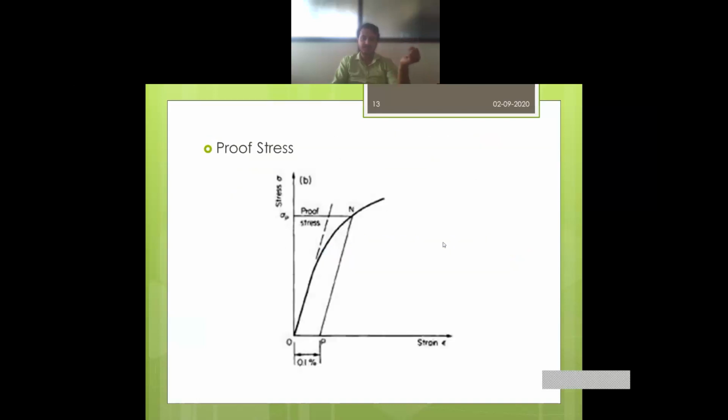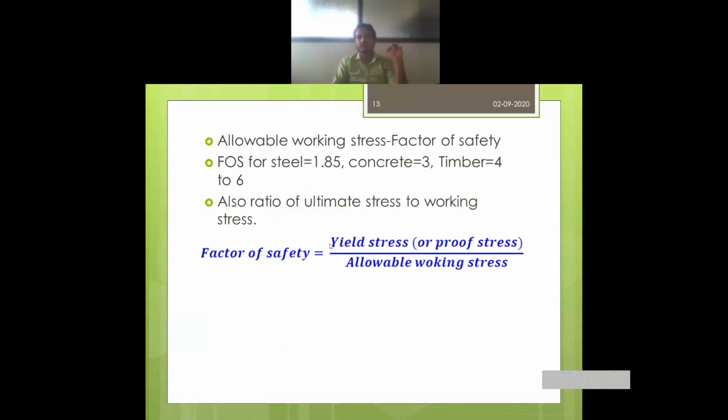So the factor of safety for steel is 1.85. The maximum capacity, the maximum stress, is proof stress or yield stress. Proof stress I just explained. Proof stress is that stress which causes only 0.1% of the strain. So proof stress divided by allowable working stress will give you the factor of safety of the material. See, for steel 1.85 is there.